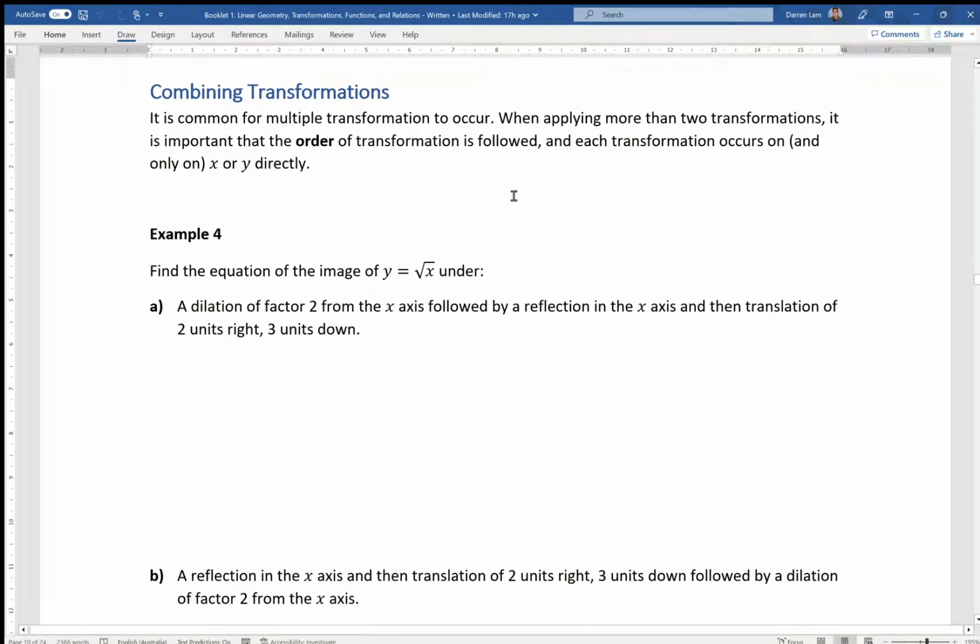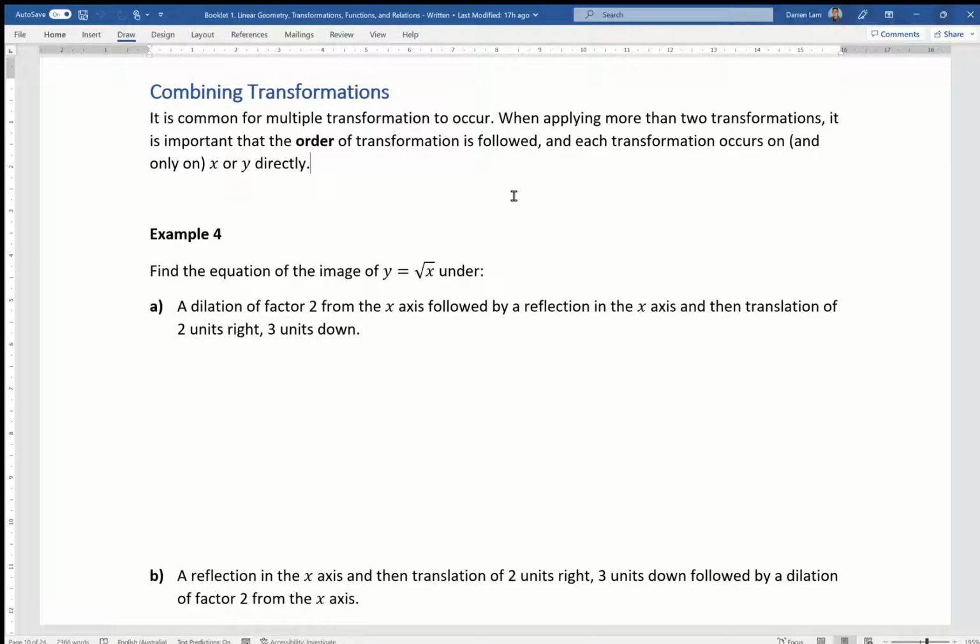This is an introduction to exercise 5.2 on combining transformations. We're focusing on the idea that not only can we have a singular dilation, reflection, or translation, it's possible for us to have two or more. Now, when we're combining, the idea is that the order of transformation is very important.